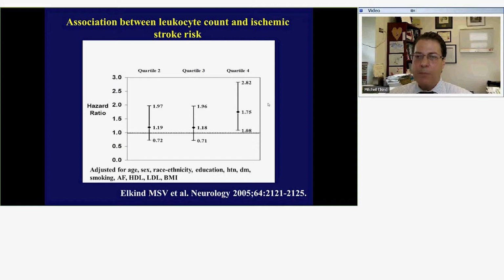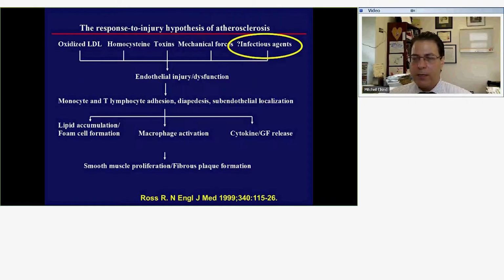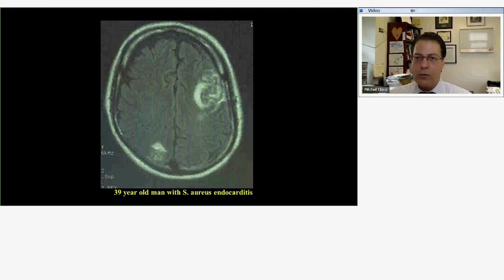And people have looked at many other inflammatory markers, CRP and so forth, and I don't want to focus on those markers today, but one of the things, again, that could potentially lead to an increase in white blood cell count, of course, is infectious agents. And so that's kind of the line that we'll pursue right now.